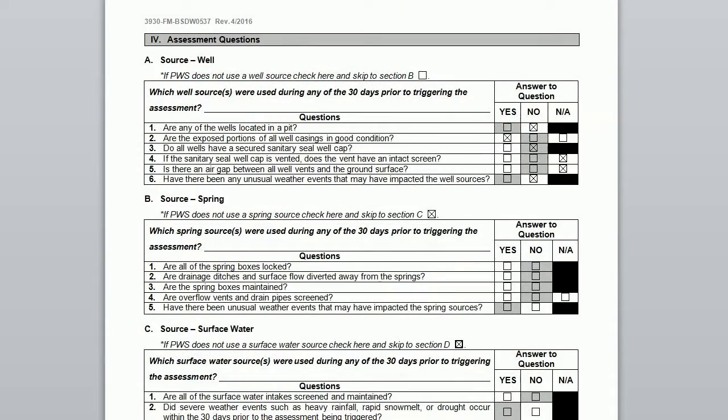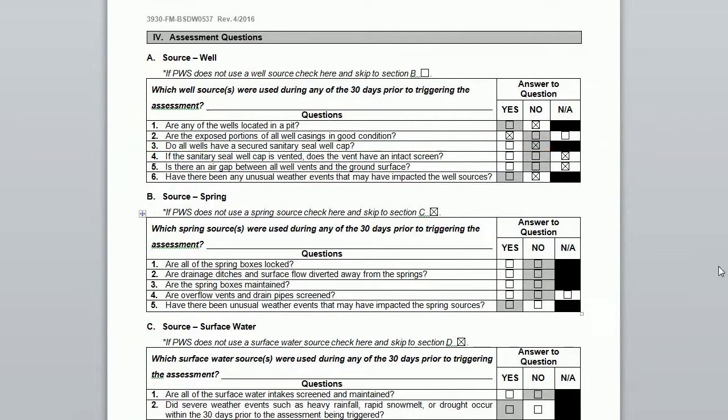For the sake of an example, let's say that our system identified 3 gray box issues. First, in Part 4, Section A for the source, the system determined in Question 3 that they do not have a sanitary well seal. You can see that No was checked, which is shaded gray behind the checkbox. The gray shading is part of the form and is meant to show that checking the box is a potential issue.